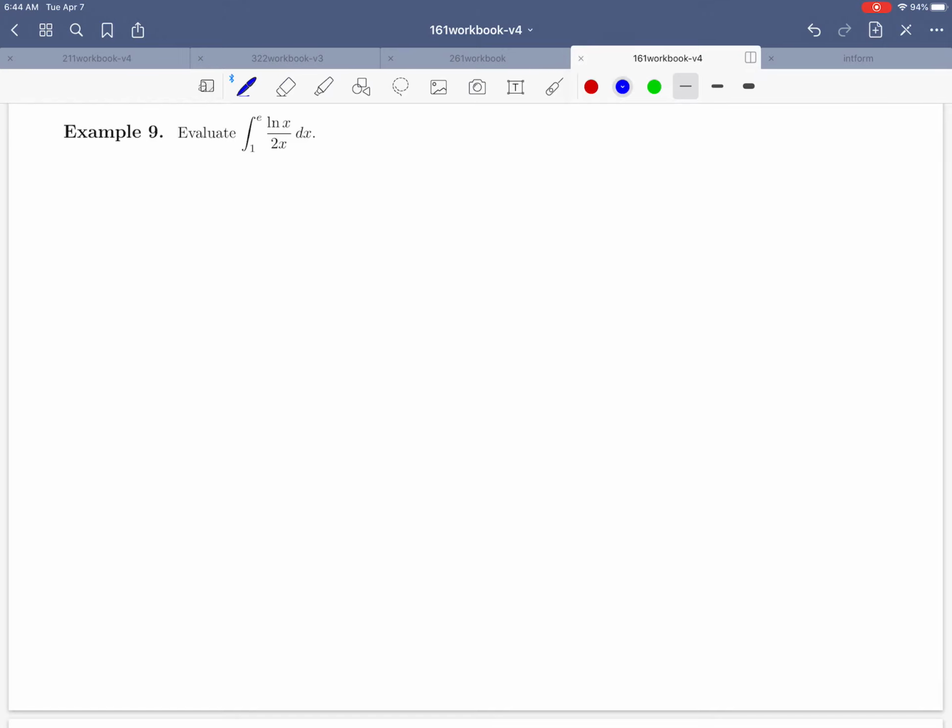Welcome everybody to example 9. We are still looking at page 116 of the workbook here. This is going to be one more example of using the substitution rule to evaluate an integral. In this case it's a definite integral because we've got limits, 1 to e.